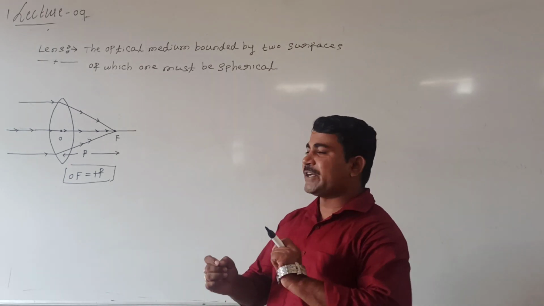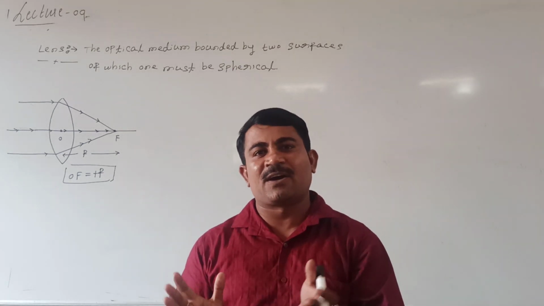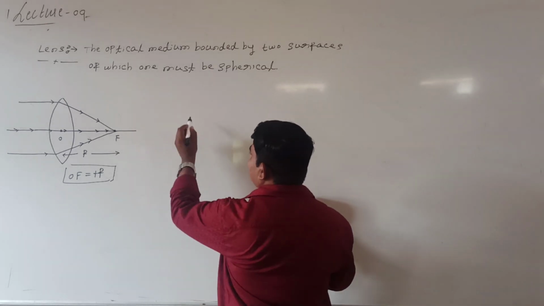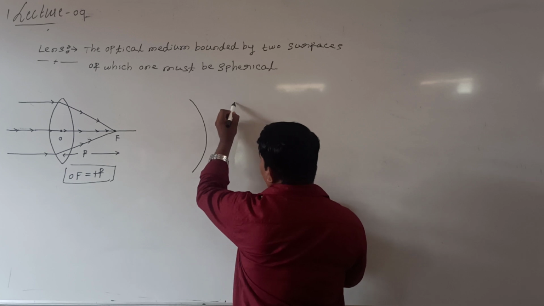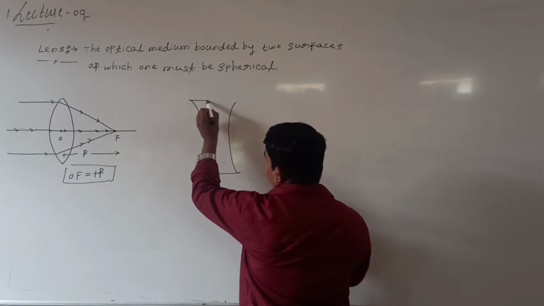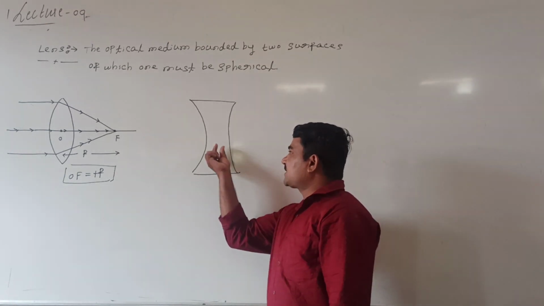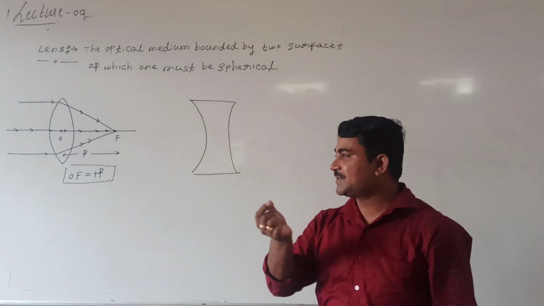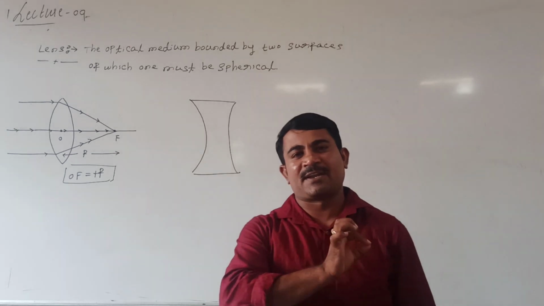Now let us take one more type of lens. We are taking the biconcave lens or simply concave lens. How does the structure look for a concave lens? This I can call concave lens. How to define concave lens? The lens which is thinner at the middle and thicker at the edges, that lens we are calling concave lens.